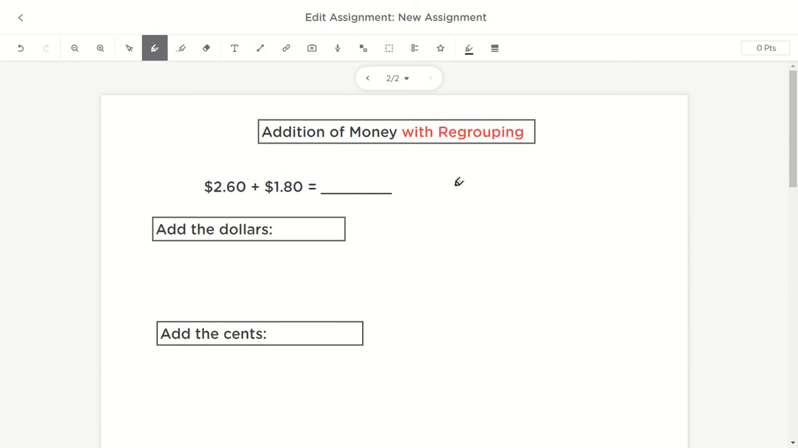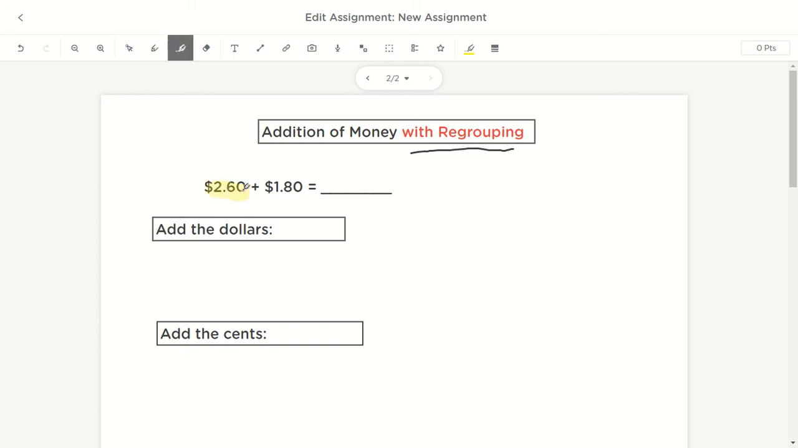Now we go on to the more difficult one, which is the one with regrouping. This is difficult because when you add the cents together, you will get more than 100, and then of course you need to regroup because you know that 100 cents is actually $1, and anything more than 100 cents you can group into $1 and a certain amount of cents. But the procedure is still the same. You will add the dollars first, followed by the cents. So the first part is the same. So let's look at it.